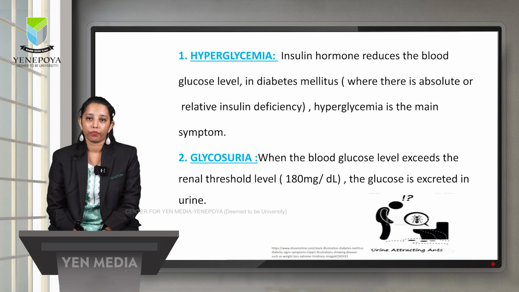So, glycosuria. Normally the urine does not contain glucose, but in diabetic people glycosuria can occur because the normal threshold level is 180 mg per deciliter. When it exceeds the threshold level, the blood glucose can be seen being excreted out in the urine. Therefore, the patient can have glycosuria.